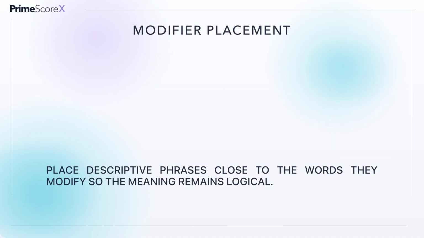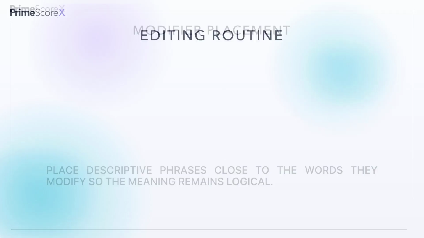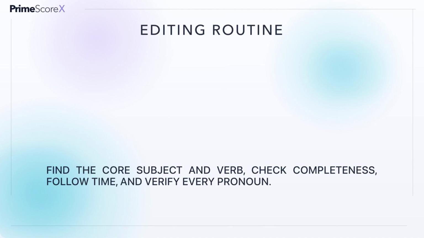Consider: walking through the hallway, the announcement surprised Lena. Grammatically, the sentence suggests the announcement was walking. The intended meaning is Lena was walking through the hallway when the announcement surprised her. Misplaced modifiers create unintended meaning even when every word is technically spelled correctly. Ask who or what is performing the described action.